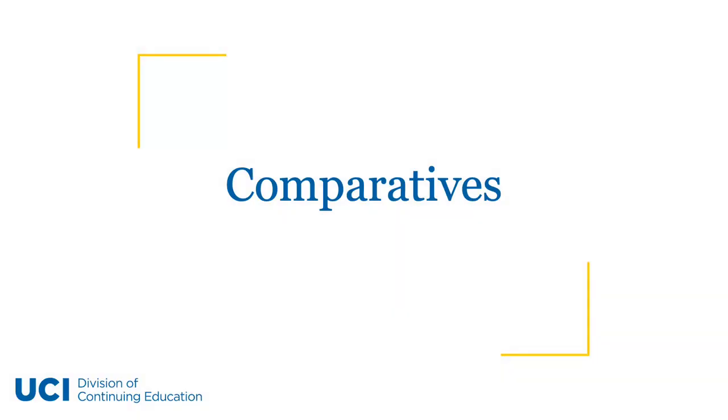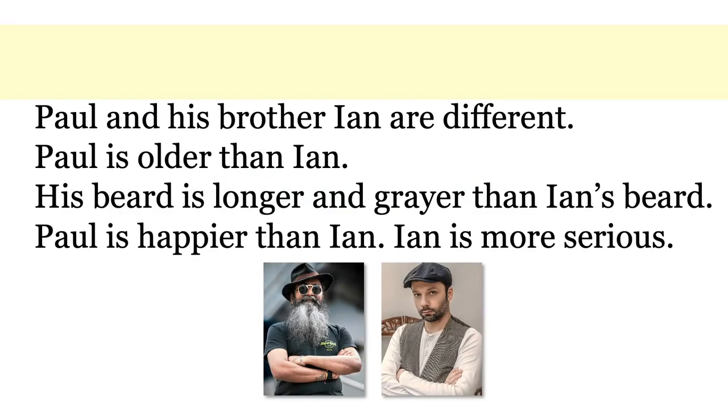Comparatives. In this lesson, you will learn how to use adjectives to compare two things. Paul and his brother Ian are different. Paul is older than Ian. His beard is longer and grayer than Ian's beard. Paul is happier than Ian.